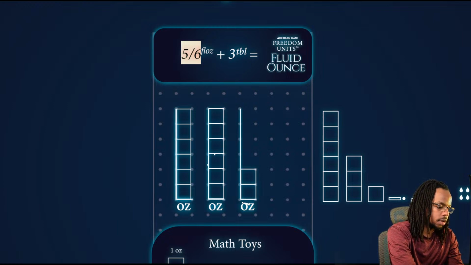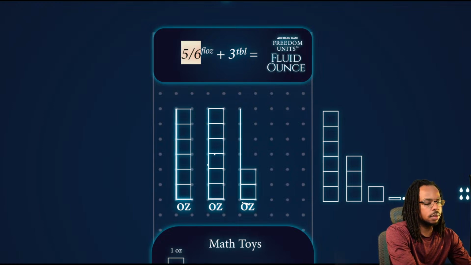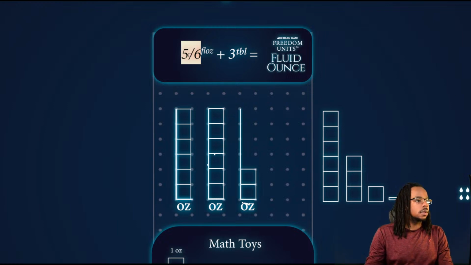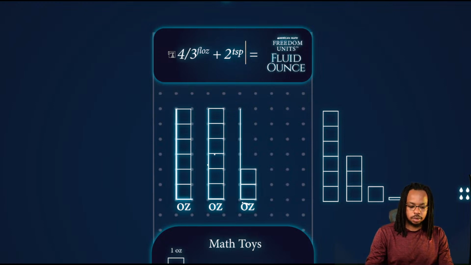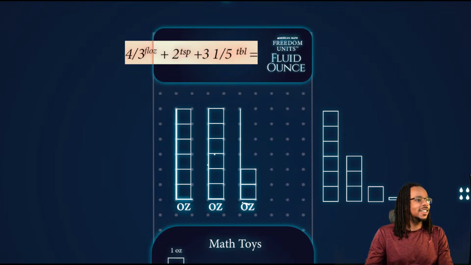All right. So for number 10, we have 4/3 of a fluid ounce, plus 2 teaspoons, plus 3 and 1/5 tablespoon. Yeah, this one is tricky. Yeah. What's your thing? Challenge.